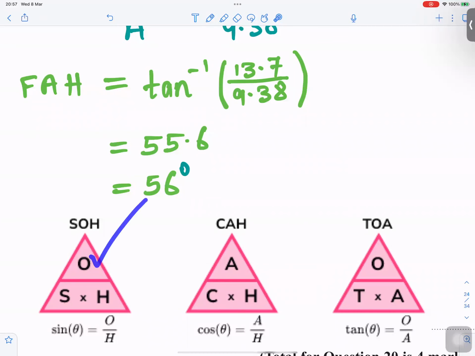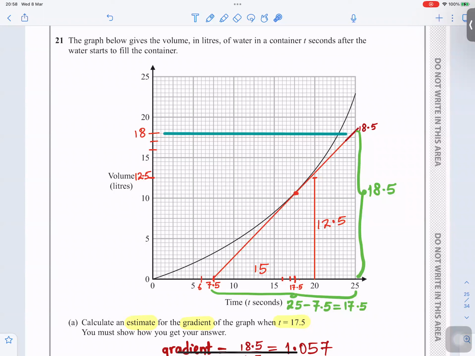And I've put the formula for SOHCAHTOA down there for you to use to help you. Question number 21. The graph below gives the volume in liters of water in a container T seconds after the water starts to fill the container. That's the volume, and that's the time. Calculate an estimate for the gradient of the graph when T is equal to 17.5. You must show how you get your answer.